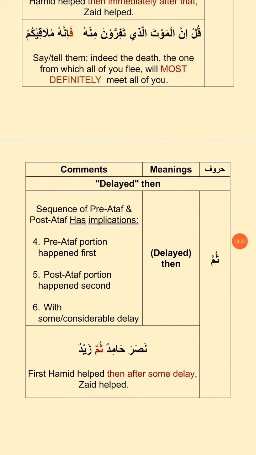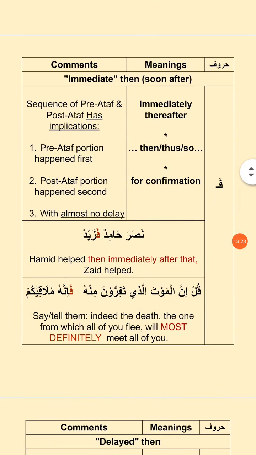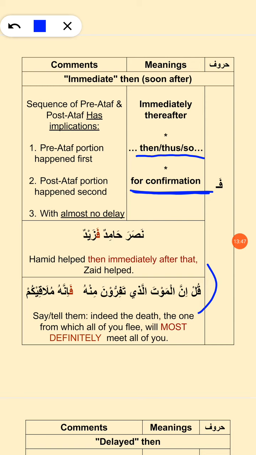Now what are the other two meanings of Fa? They are here for confirmation and for showing some result: resultantly, consequently, as a result of which, then, thus, therefore, so. All of these show the result of something happening. And of course it can also be used for confirmation. For example, in this example. So what do we see here?